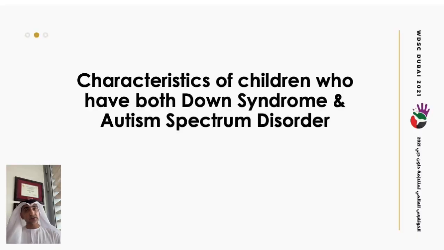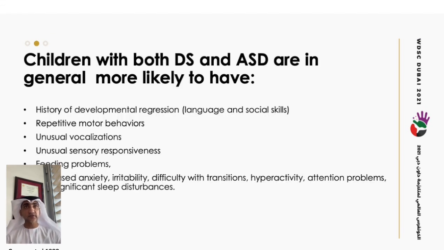So the next point is, what are the characteristics of children who have both Down syndrome and autism spectrum disorder? Studies have shown that children with both conditions are more likely to have a history of developmental regression, specifically in the language and social skills domains, repetitive motor behaviors, unusual vocalizations, unusual sensory responsiveness, feeding problems, increased anxiety, irritability, and difficulties with transitioning, hyperactivity, attention problems, and significant sleep disturbances.